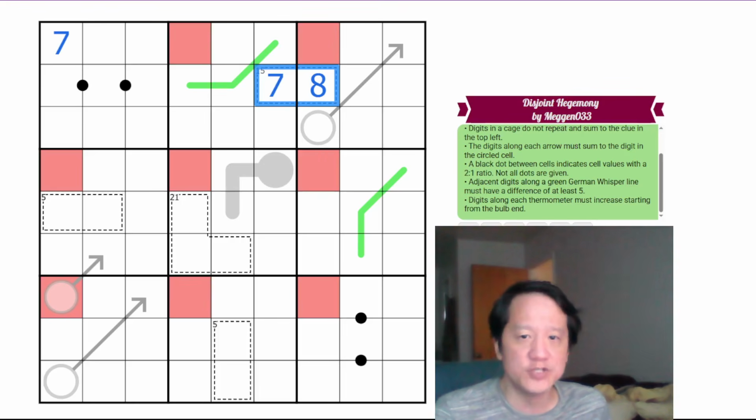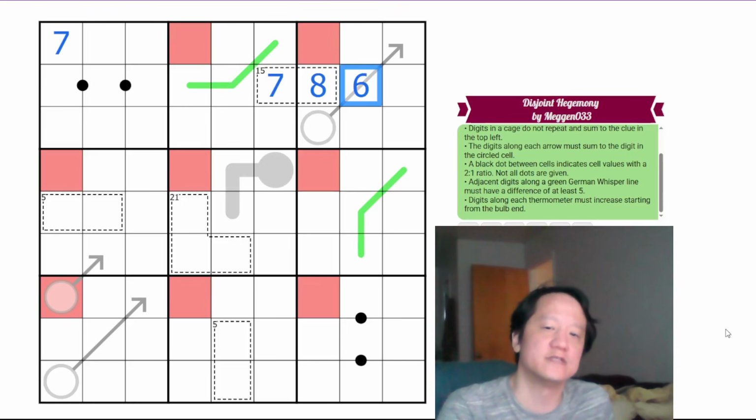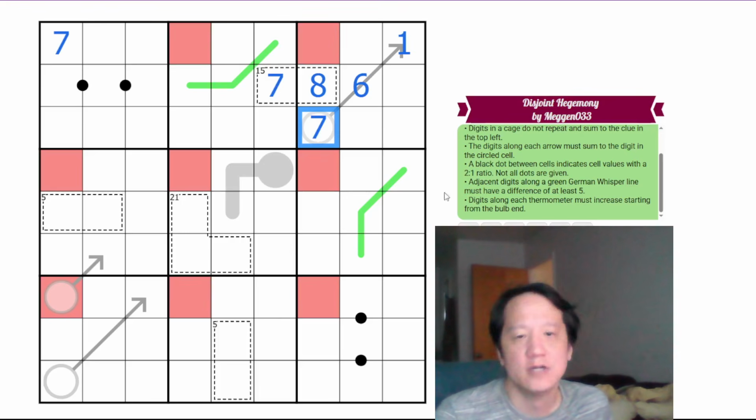The digits along each arrow must sum to the digit in the circled cell. As an example, we could have a 6 and a 1 here, and then this would add up to 7. So the digits along the arrow must sum up to the digit that's in the circle. And that's an example of how arrows work.